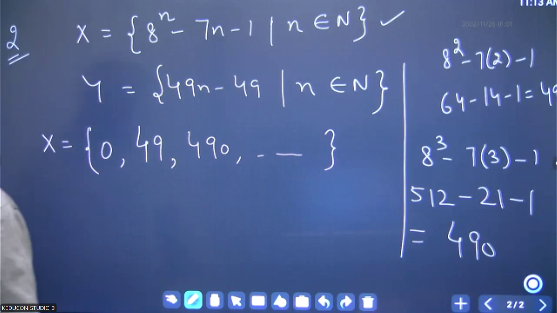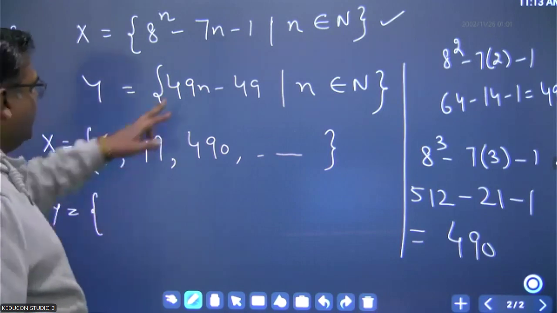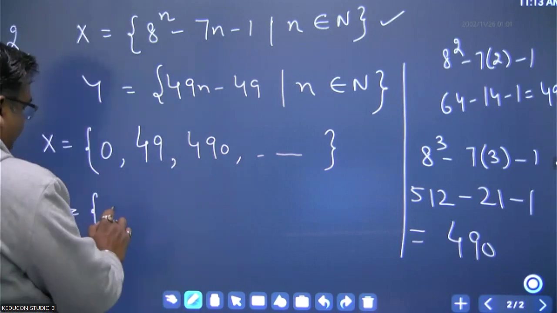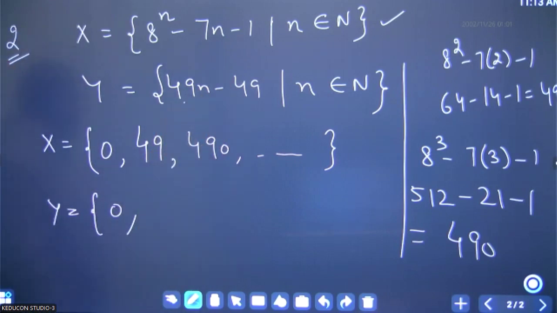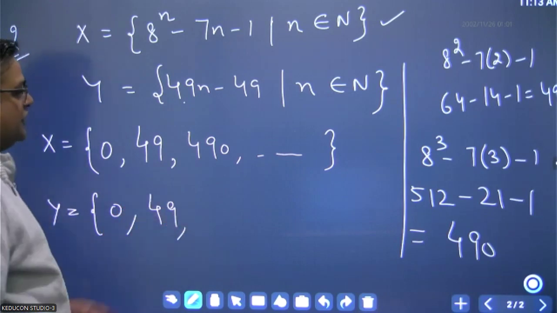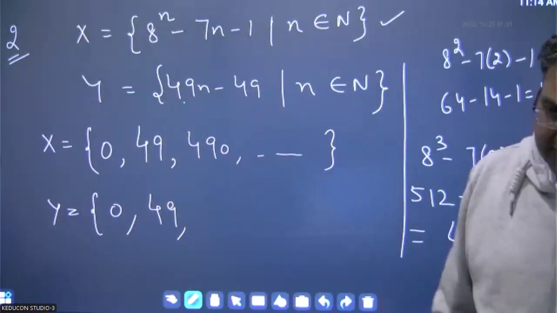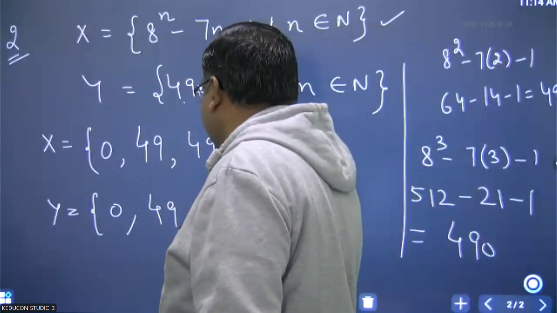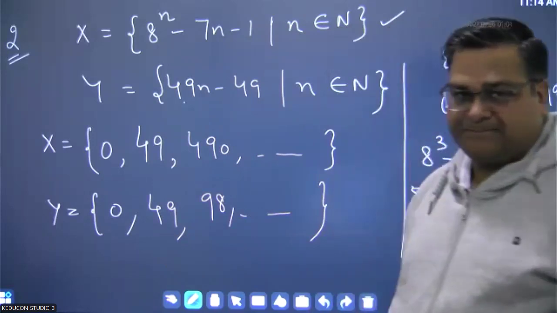Right. Now, similarly, take y. When you put n as 1 here, this becomes 0. When you put 2, 49 into 2, 98 minus 49, that will be 49. When you put 3, 49 into 3 minus 49, what does this become? That becomes 98, right? And so on. So this is a table of 49, right?